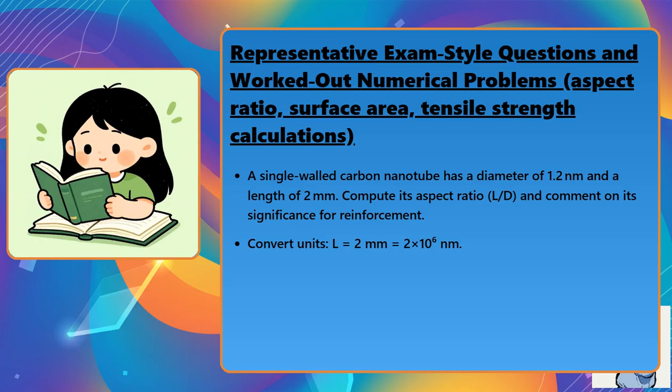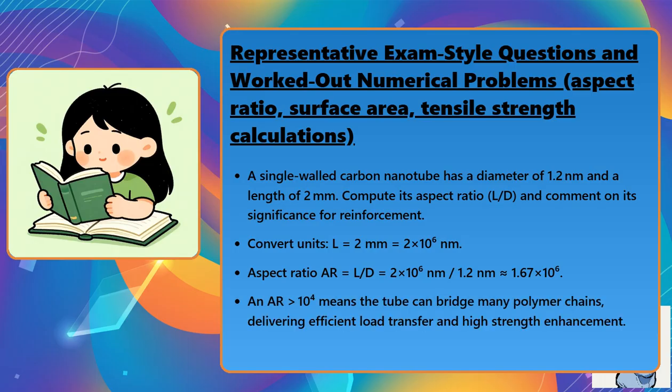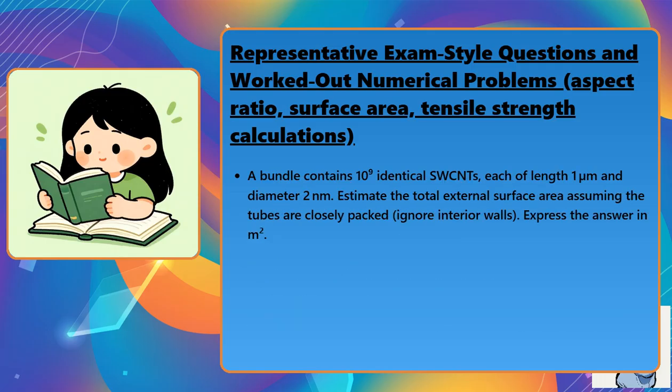Convert units. L equals 2 millimeters equals 2 times 10 to the 6 nanometers. Aspect ratio, R equals L divided by D, equals 2 times 10 to the 6 nanometers divided by 1.2 nanometers, approximately equals 1.67 times 10 to the 6. An aspect ratio greater than 10 to the 4 means the tube can bridge many polymer chains, delivering efficient load transfer and high-strength enhancement.